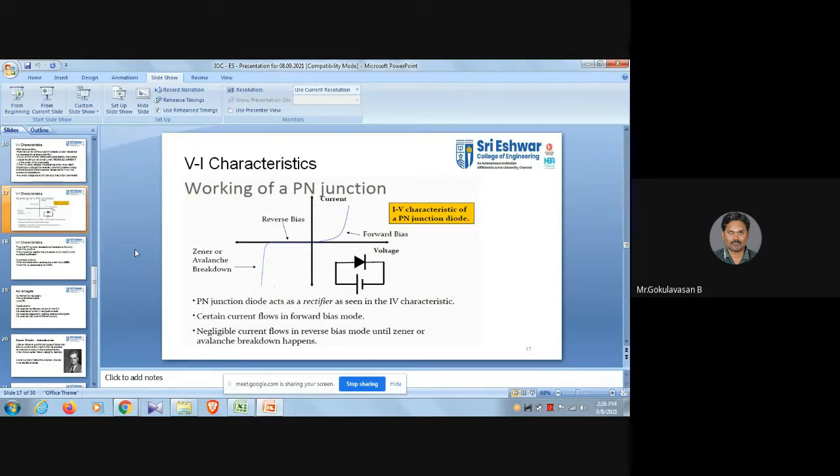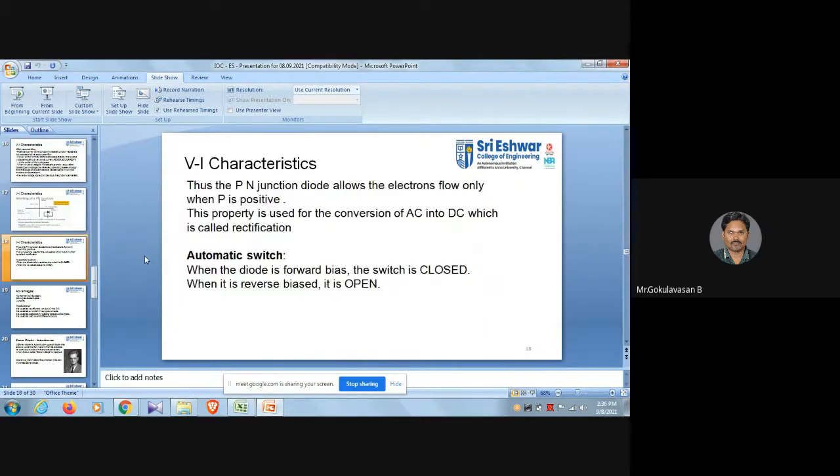So the PN junction diode acts as a rectifier, as seen in the VI characteristics shown above. Certain current flows in forward biased mode, and a negligible amount of current only flows in reverse bias mode until Zener or avalanche breakdown happens. So until that breakdown occurs, no current flows, or only very minimal current in the order of microamps flows. Once that breakdown occurs, my reverse current increases sharply. That is the point I want to convey.